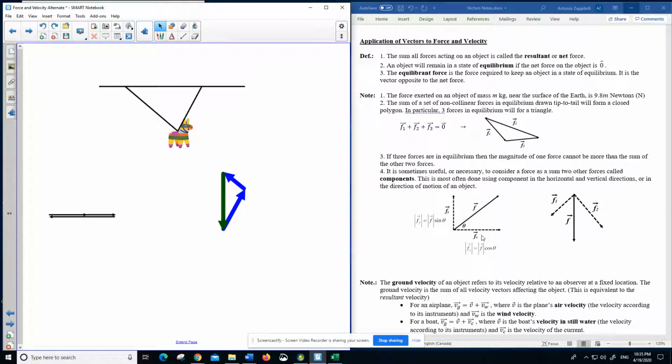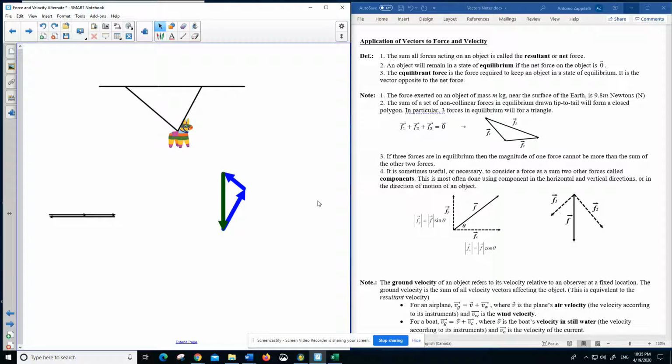Okay, now be careful. Sometimes those components aren't always horizontal and vertical. You might want to break up a force in other directions. So for example, if this represents a ramp, something moving along a ramp, you're not interested in a horizontal or a vertical force. You're interested in the force along the ground.